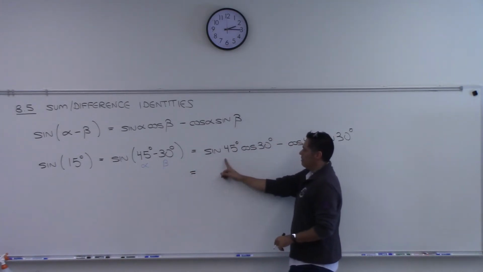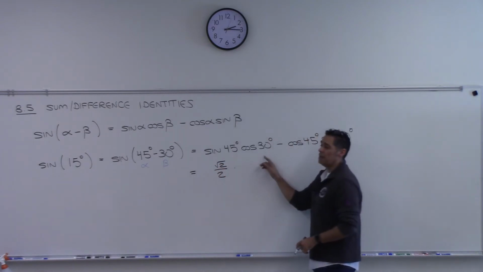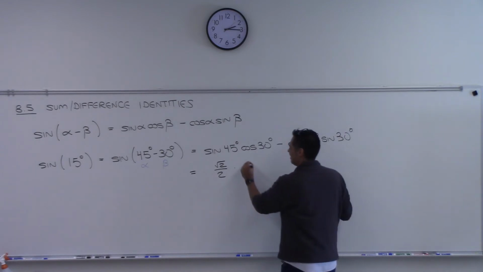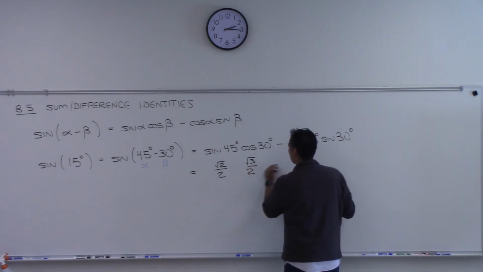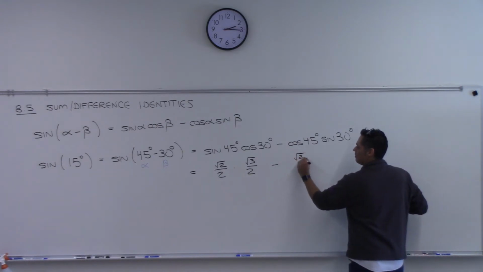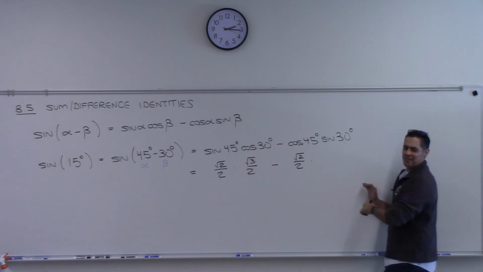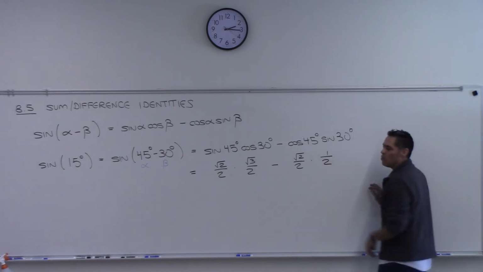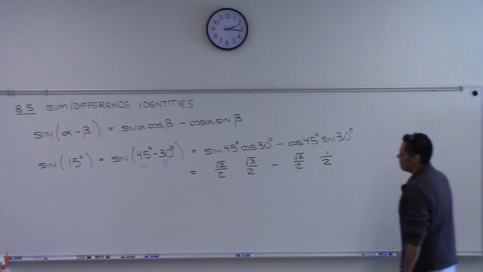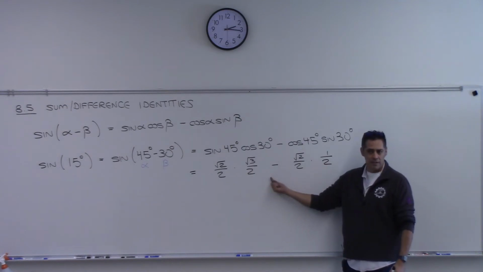Sine of 45, root 2 over 2. Cosine of 30, root 3 over 2. Minus cosine of 45, root 2 over 2, sine of 30, 1/2. That's the one, right? It's the y coordinate at 30 degrees. You're going to multiply these two, and subtract.